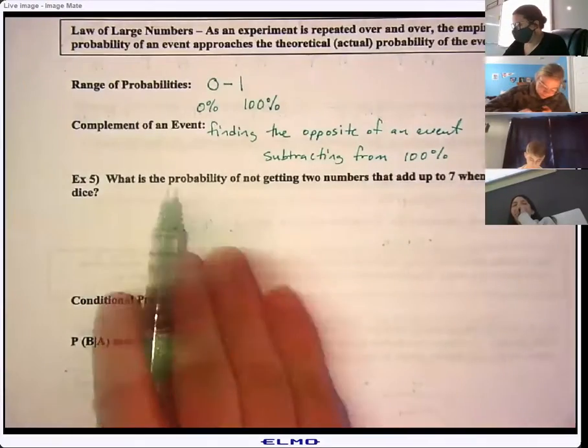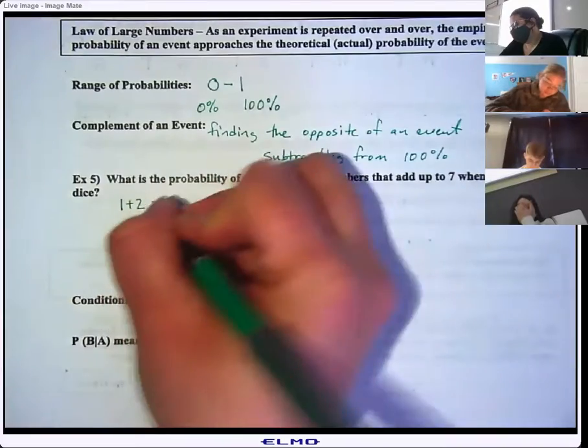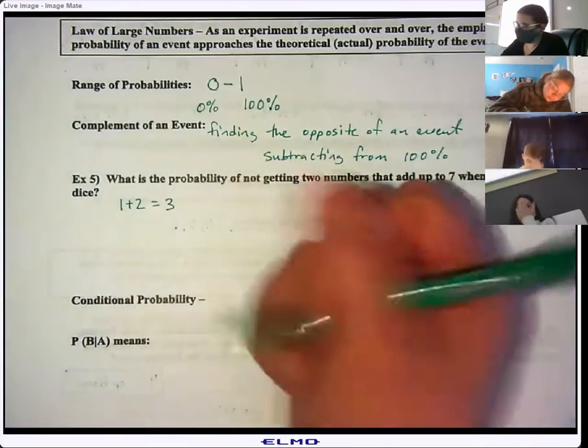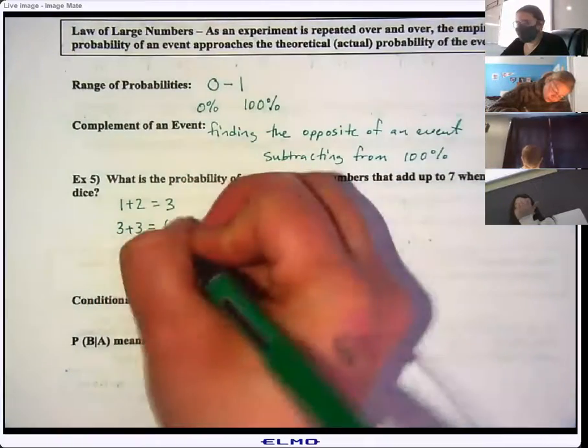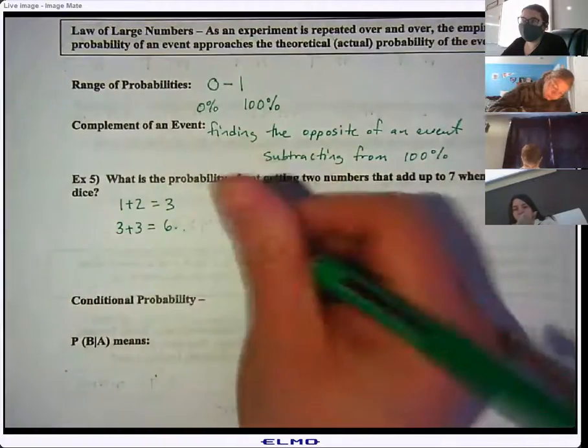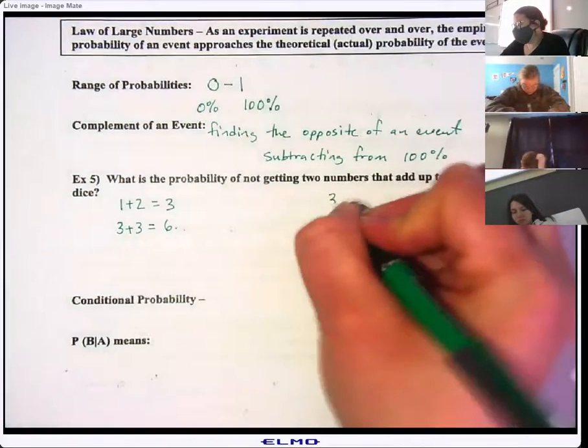So now what we would do is you'd think about all the different combinations and you'd say, okay, well, 1 plus 2, that equals 3. That's not 7. That's one of them. What if I got a 3 and a 3? Okay, well, that makes 6. That's not 7. You see how this would be so tedious because we'd have to write out so many of them.